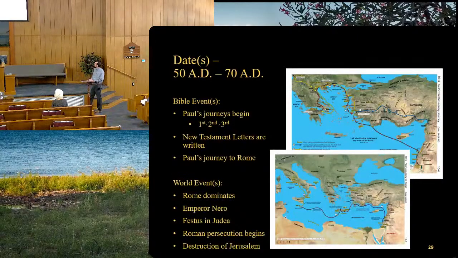And to end this up quickly, 50 to 70 AD. So this will be Paul's journeys that are happening, first, second, and third journeys, which is the third journey that's depicted in that map there. And of course, the first journey being just more to this area here. But also New Testament letters are written, and then Paul's journey to Rome, which is depicted here, and that's the other main map that we've been using. And so Rome continues to dominate. You see some names in this time frame like Nero, familiar from persecution of Christians. Festus in Judea, another name we see in the Bible. The Roman persecution that continues, and then the destruction of Jerusalem.